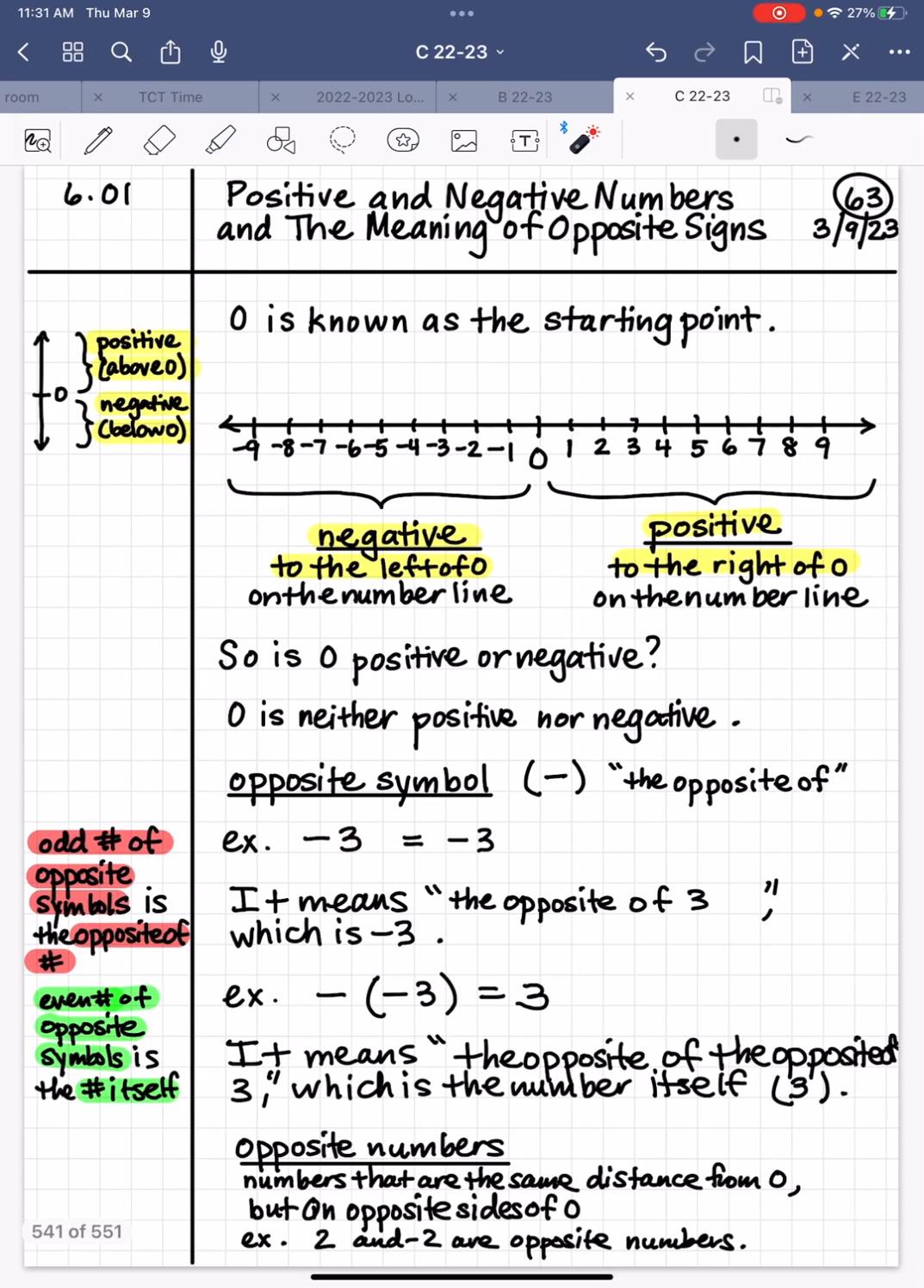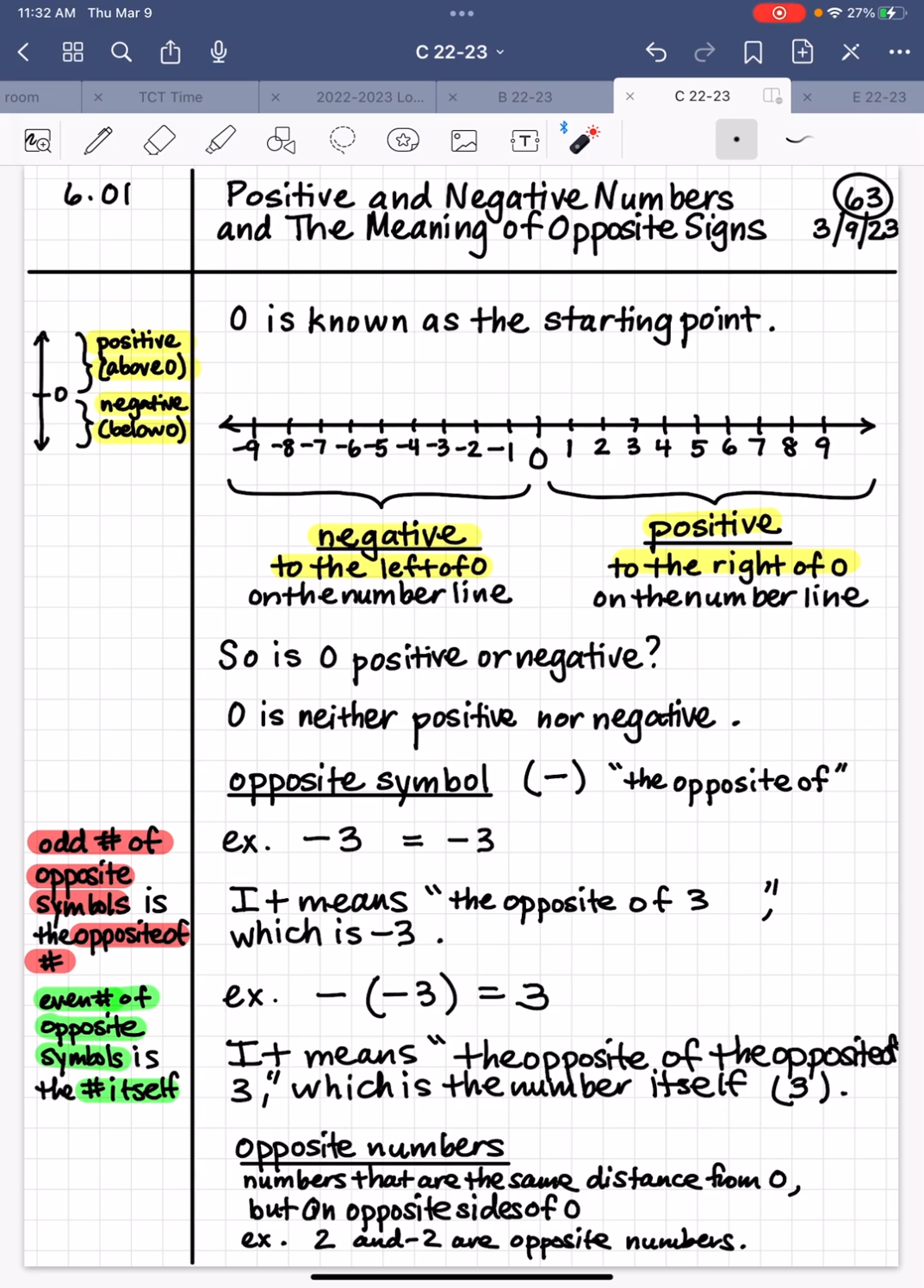So let's go down here. When you see this symbol, it means the opposite of. So we have 3. So we're taking the opposite of 3. That means go 3 units to the right of 0, but take the opposite of that, which is 3 units to the left of 0. So you start at 0, and you go 3 units to the right, and that's where we are now. And then we're going to go 3 units to the left of 0, which is the opposite direction. So 1, 2, 3. And that's why the opposite of 3 is negative 3.